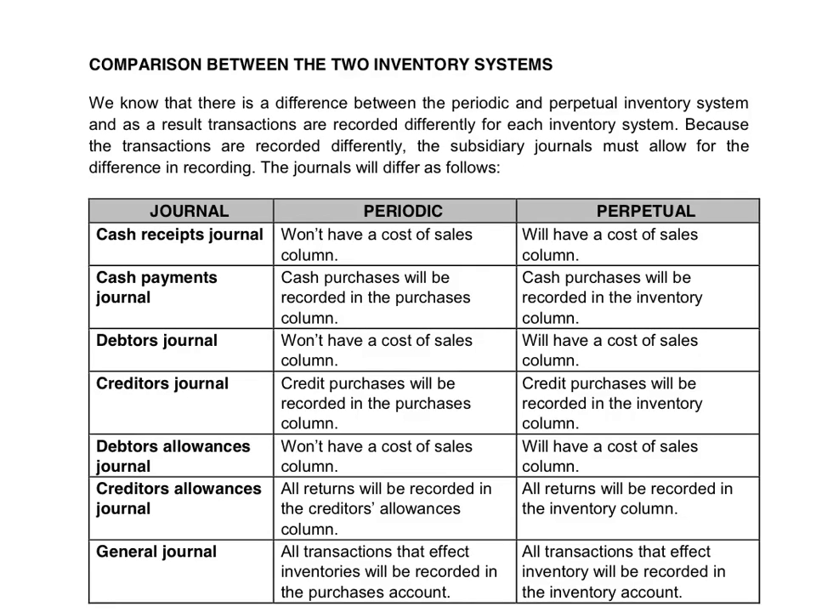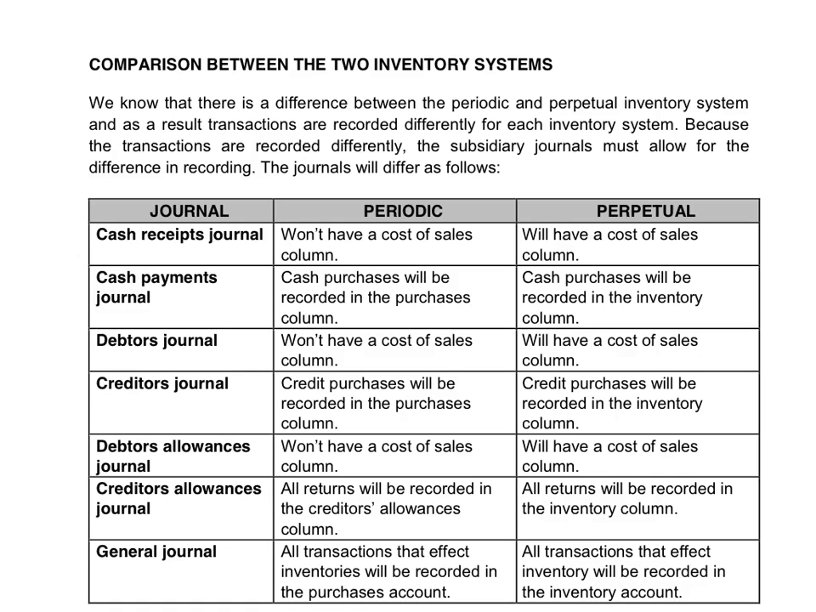Good morning. We will pay attention to the inventory systems today, and we will determine what is the difference between the periodic inventory system and the perpetual inventory system. Because if different systems are used, transactions are recorded differently, so it's very important to determine which method is used.